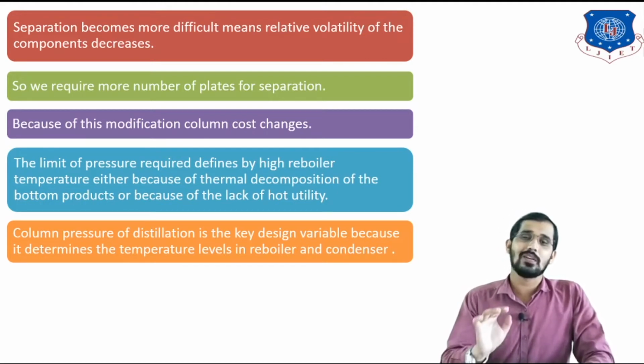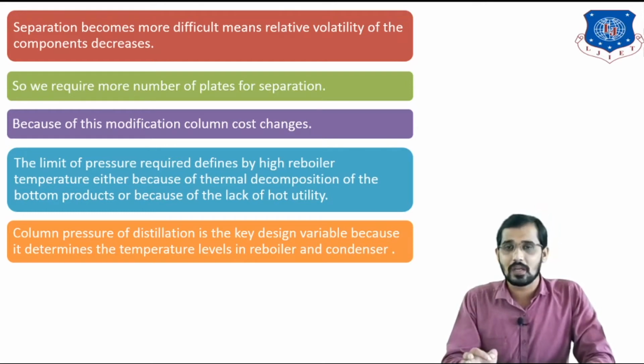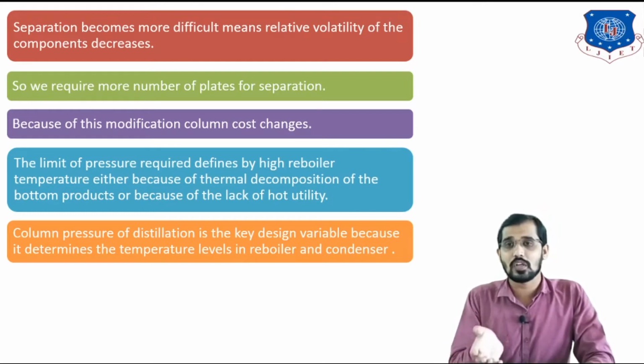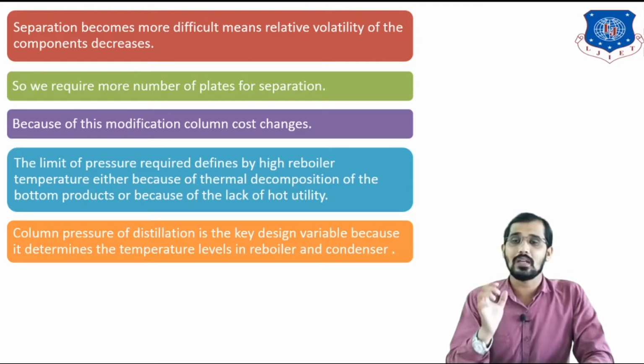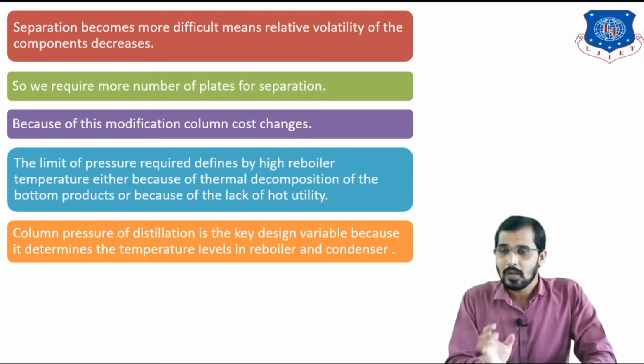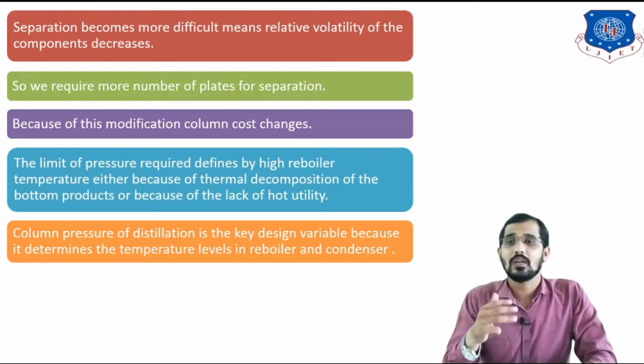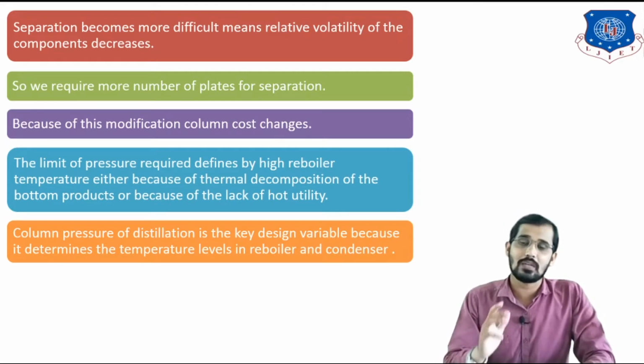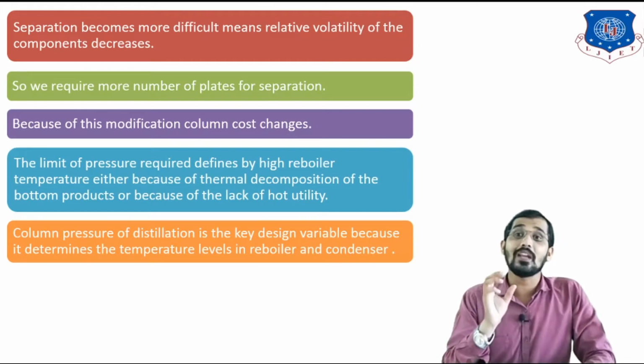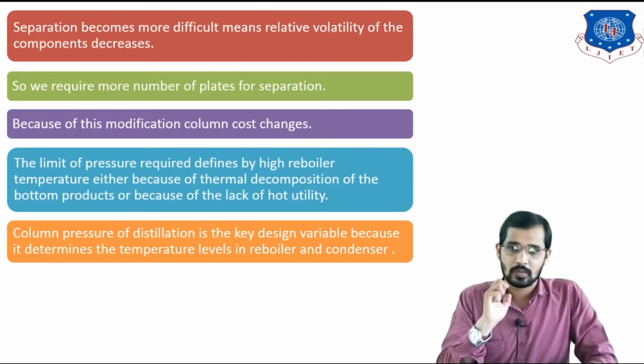So column pressure of the distillation column is a very important parameter, because whenever the pressure is low, we can treat the high boiling point mixture. Whenever the pressure is high, we can operate our distillation column at a minimum or intermediate temperature. So this is the effect of the operating pressure on the distillation column.